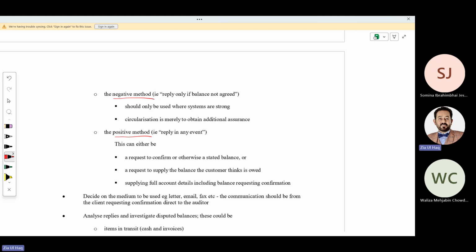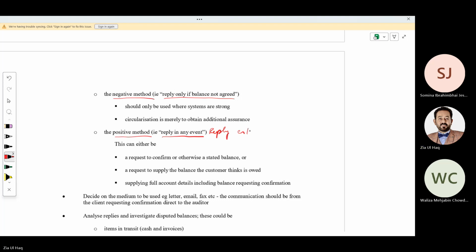Negative method means reply only if you do not agree with the balance. We will send a balance to the customer: you owe this balance to this client company, ABC company. Reply only if you do not agree with the balance. If they do not reply, we will assume they agree with the balance. But the customer might not bother to reply, and in that case you are considering he is agreeing with the balance. No, you should perform circularization through the positive method. What is the positive method? Reply either you agree or do not agree.